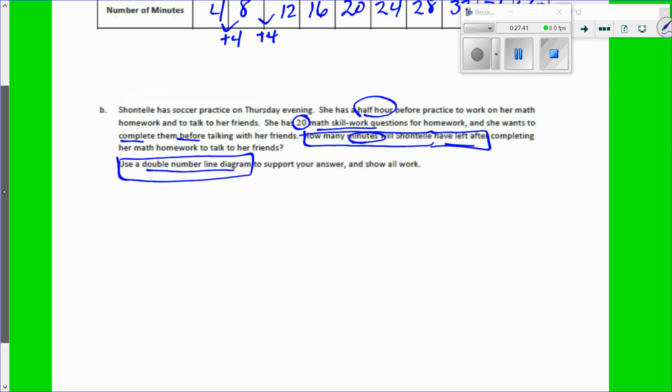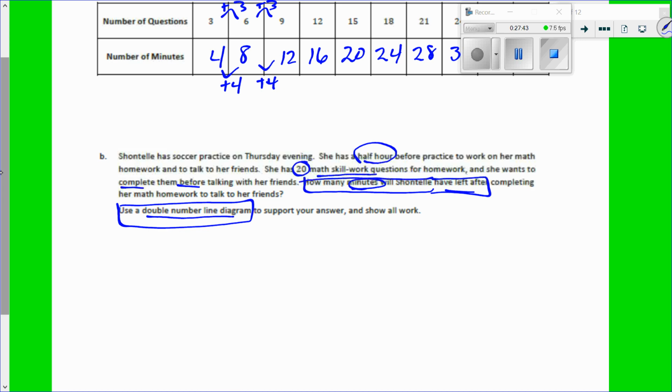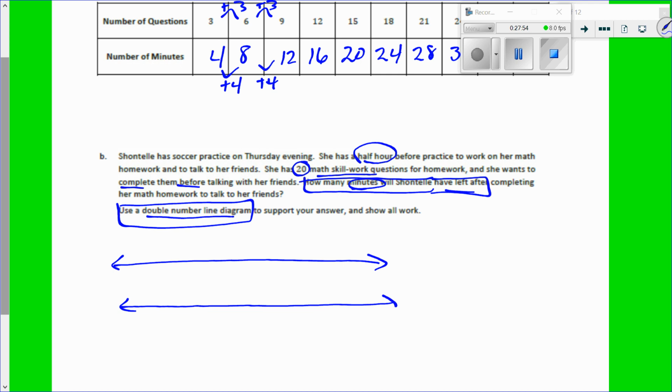So again, our double number line is literally just taking that ratio table, switching it to a number line. So you just draw your 2 lines parallel, so they're basically the same distance away from each other. Label them, because we always label, right? So I'm going to break this down. I'm going to choose Q and M. So we're defining our variables. Q is the number of questions. And M is the number of minutes.